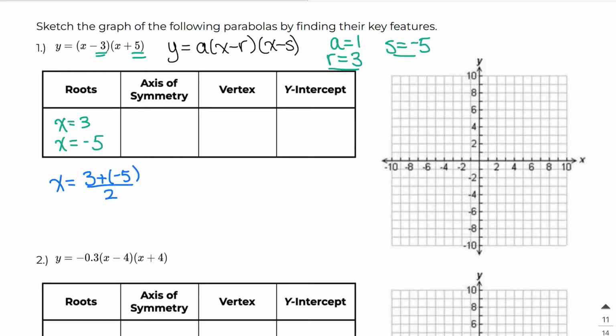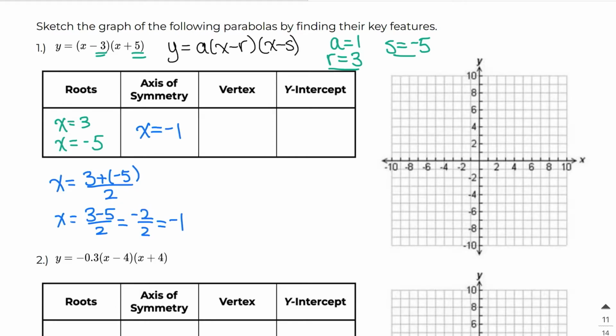Now 3 plus negative 5 really means 3 minus 5, right? And 3 minus 5 is negative 2. Divide that by 2, I get negative 1. So the equation for my axis of symmetry is x equals negative 1. Let's make this clear that this is a negative 1.